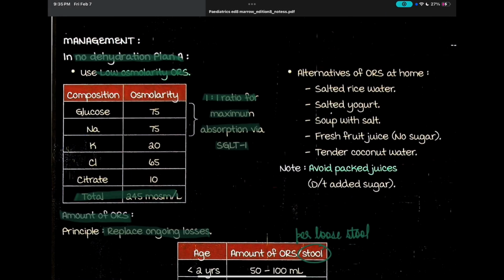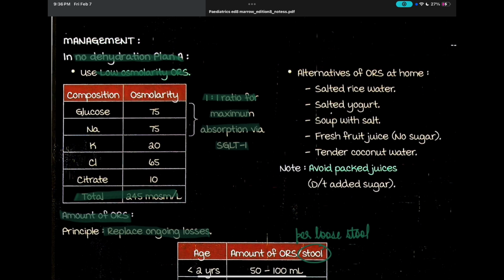Skin management. In no dehydration, you use plan A, which is to use low osmolarity ORS. What is the composition? Glucose 75, sodium same 75, potassium 20, chloride 65, citrate 10. Total is 245 milliosmol per liter. Sodium and glucose is 1:1 ratio for maximum absorption via SGLT1.